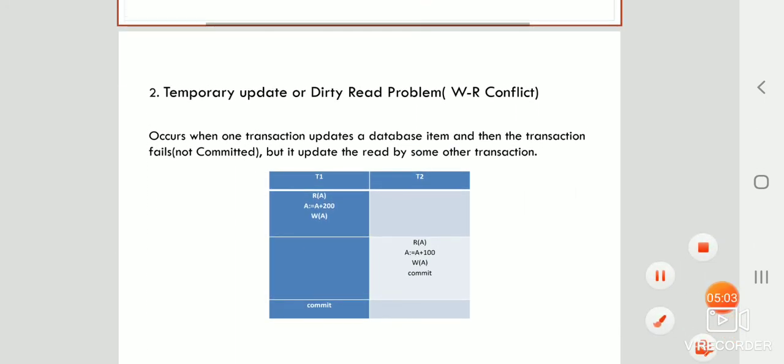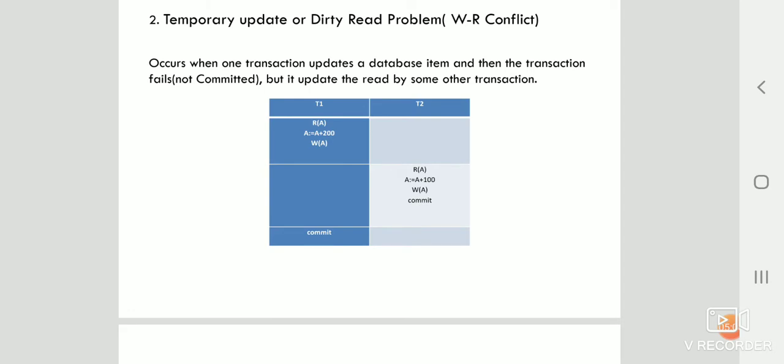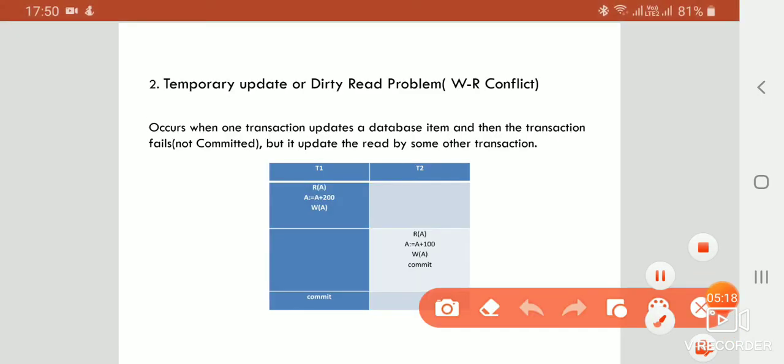Next we will see the next inconsistency in concurrent execution, the temporary update or dirty read problem. It is well known by the term dirty read problem. This occurs when one transaction updates a database item and then the transaction fails. It is updated and then it fails, but the updated value was read by some other transaction. We'll see this with an example.